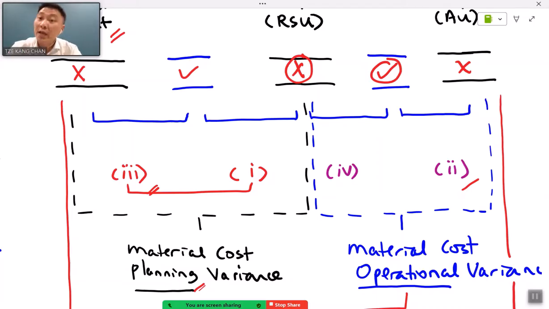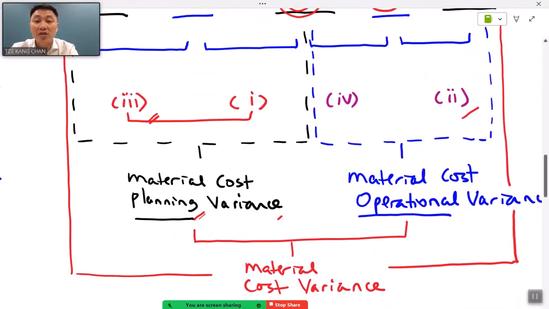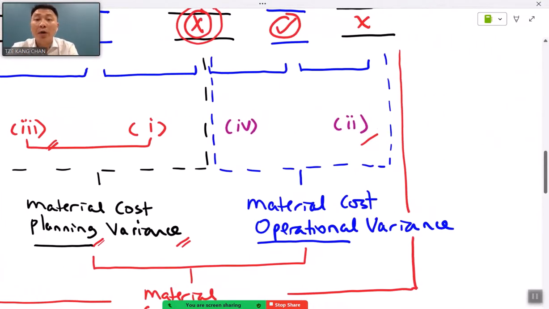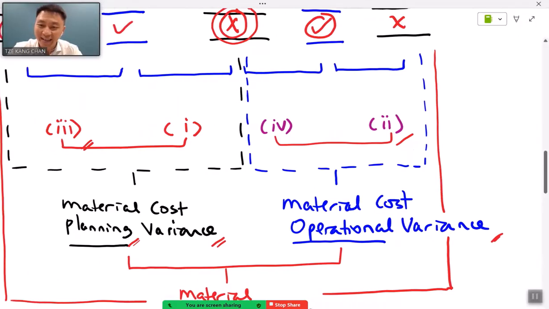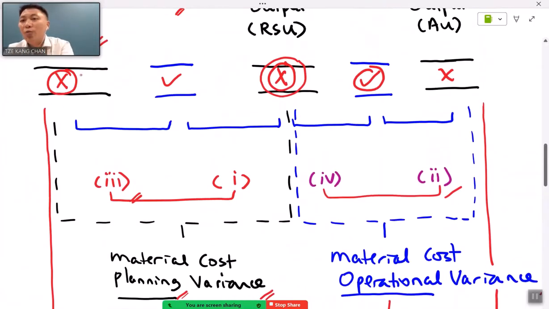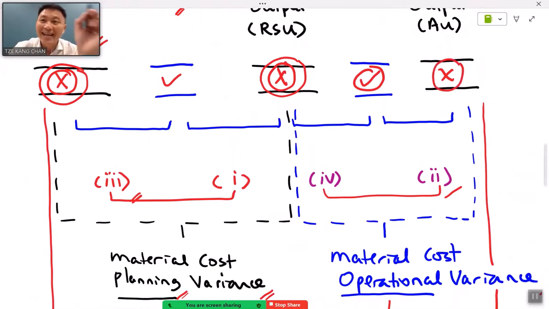variance. Alternatively, we could take the original budget versus the revised budget. That will give rise to the same result as well. Same principle applies for operational variances. By combining the 2 of the sub-variances, that will give rise to material cost operational variance. Finally, by combining both the variances together, that makes up material cost variance. Alternatively, we could just take the original budgeted material cost against the actual material cost.